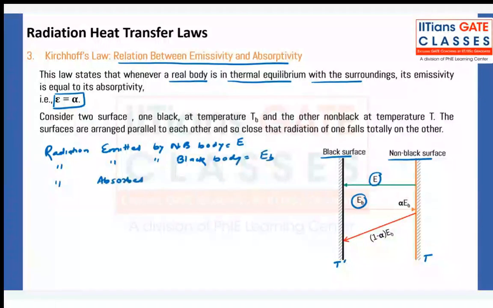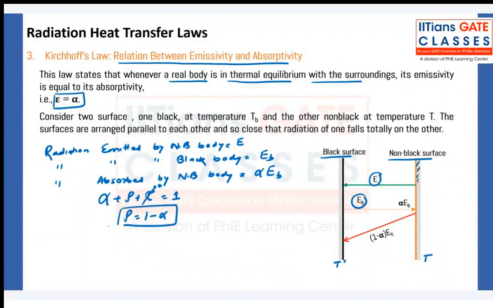Now the radiation absorbed by the non-black body, whatever is incident on it, will depend upon its absorptivity. Alpha plus rho plus tau is equal to 1. Since it is an opaque body, transmissivity is equal to 0. So alpha plus rho is equal to 1, and rho is 1 minus alpha.